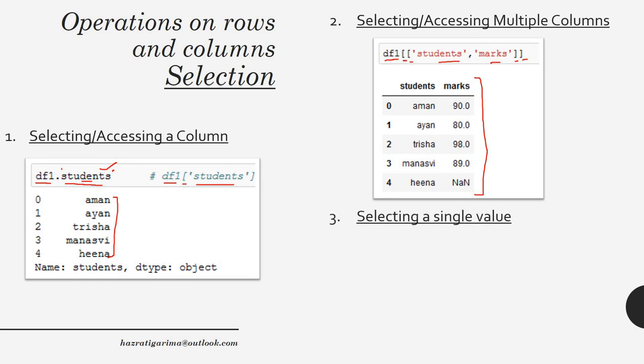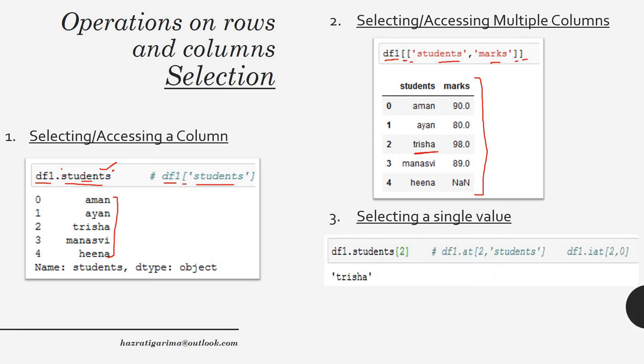Next, selecting a single value, meaning only a single value. Suppose I want to access only the value Trisha. How can I write it? I write df1, my data frame name, in any of the methods. First you have to write the data frame name, and after that you have to use the dot operator.